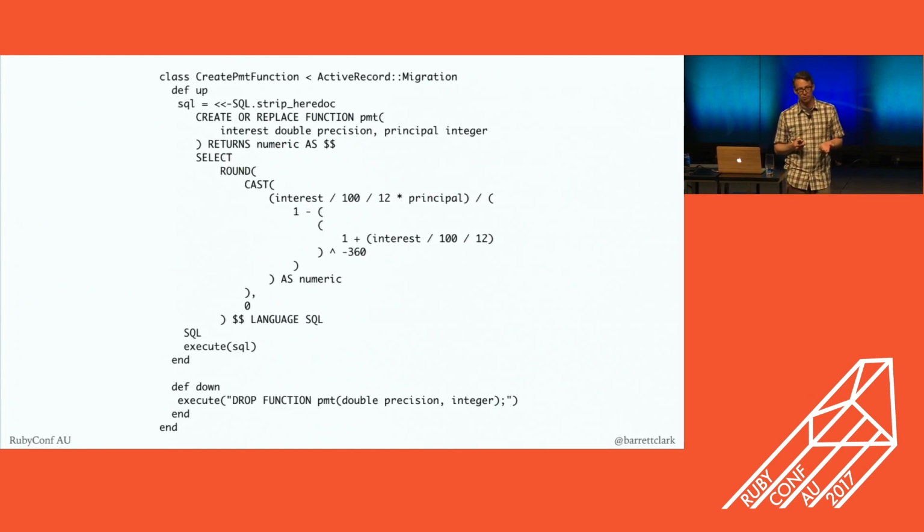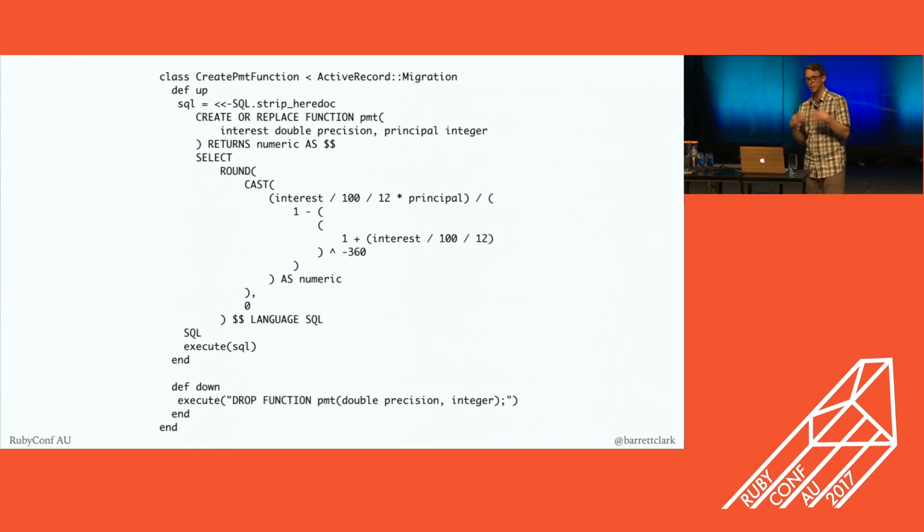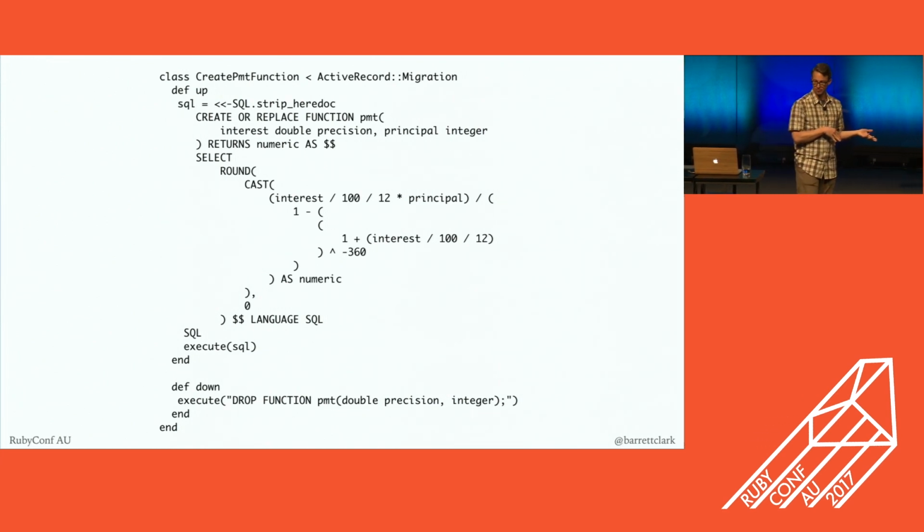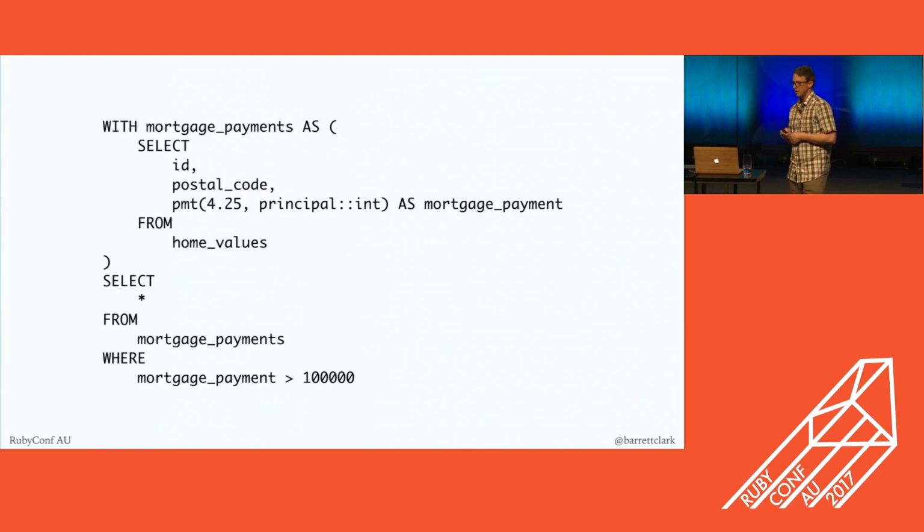We can use an ActiveRecord migration to maintain our functions. Migrations are an awesome way to keep your database in sync. This is not a reversible migration, so we have to specify how we create the function and how we tear it down. So drop function payment, and we specify the call signature, because you could have a payment function that takes two parameters that are different. So that call signature is important. Now that we have the function, we can ask our database, hey, give me all the records where somebody's mortgage payment is over $100,000.